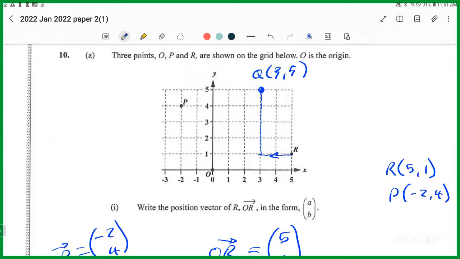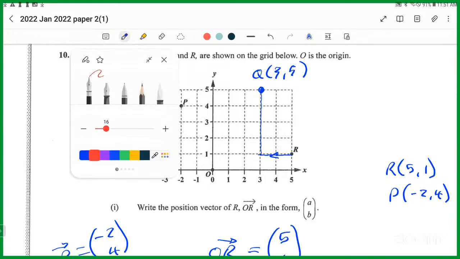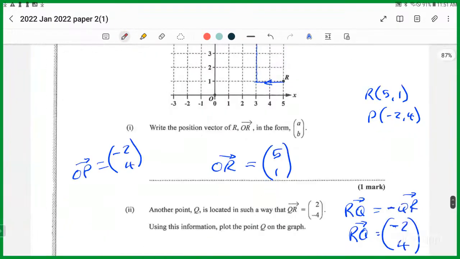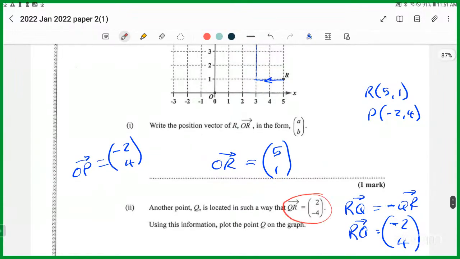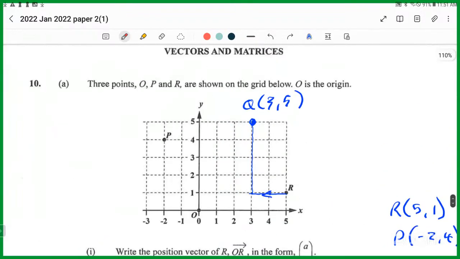And you can check if going from Q to R is really (2, negative 4). From Q to R is (2, negative 4). See here? 2 to the right, and 4 down: 1, 2, 3, 4. So it means that this is the right place for it.